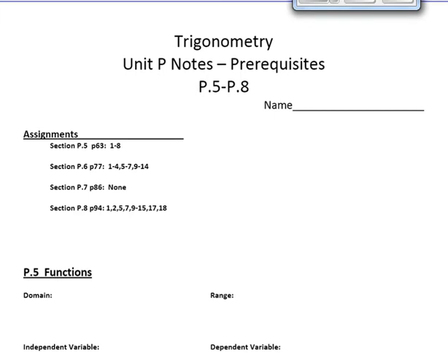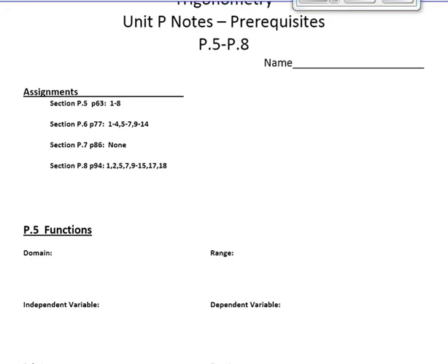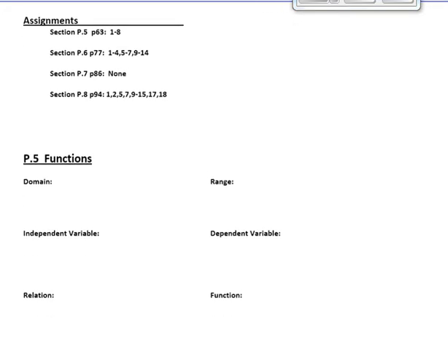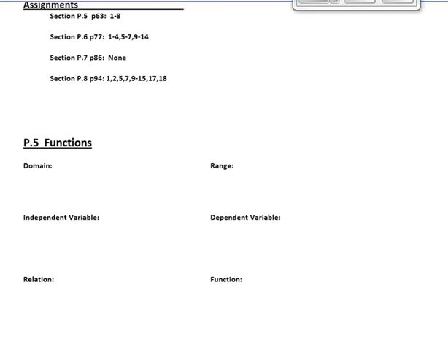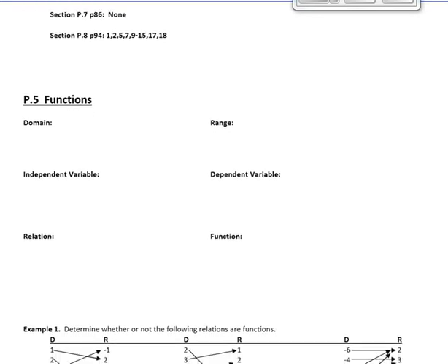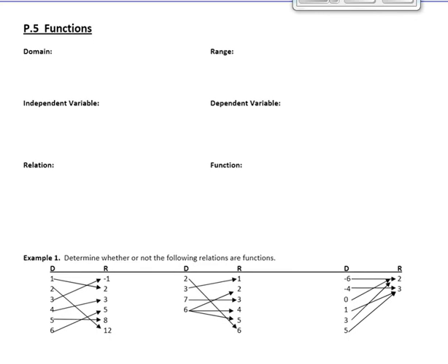So now let's take a look at the Unit P notes for P5 through P8. Start with P5, we're talking about functions. The assignments are there at the top. Those should take some time, complete those as we're going along here. P5, functions. First thing is some vocabulary words.